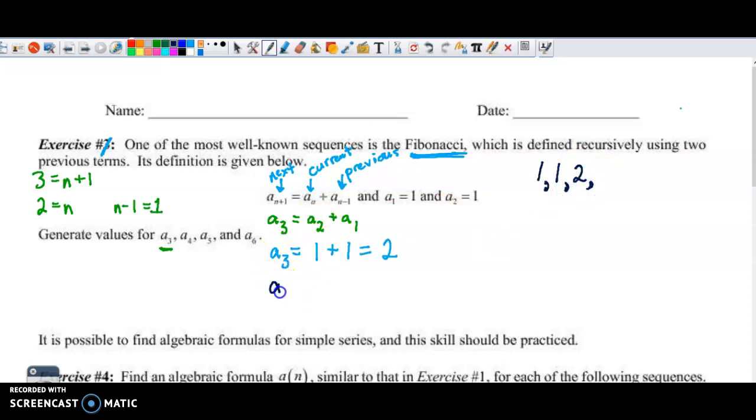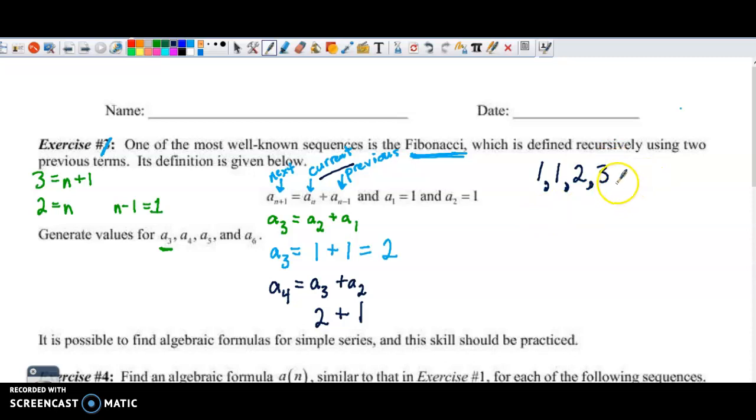So if I went on to a sub 4, that's equal to, I guess the current term is how I phrased it, plus the previous term. So what we're looking at there is the third term was 2. The second term, which we found earlier, was 1. So this would be 2 plus 1 equals 3.